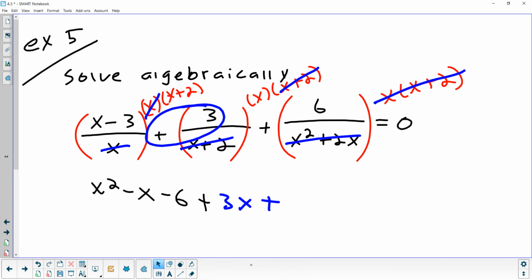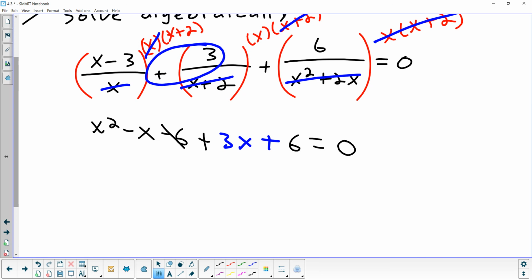What's that going to be? Just 6. Now, it's already set up and equal to 0, so just combine your like terms and see what you get. That's kind of nice. Plus 6 minus 6. So now that the constant went away, this is going to be a very easy type of factor. It's just going to be pulling out a GCF. So it's x squared plus 2x equals 0.